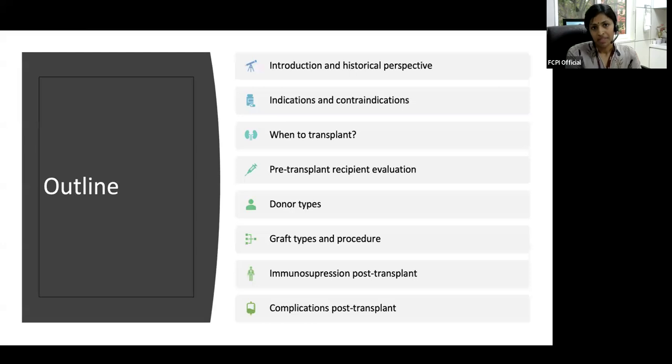So, as you know, liver transplantation is a very major surgery, and it's a process where the recipient and donor both have to undergo a major surgery. So, it is very important that we undergo a lot of tests to assess the fitness of both the recipients and donors.